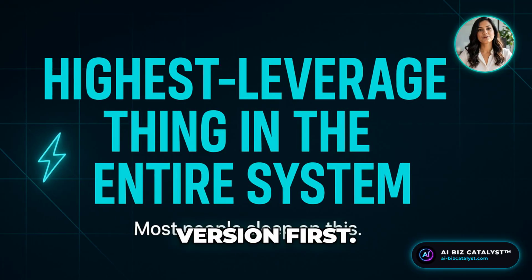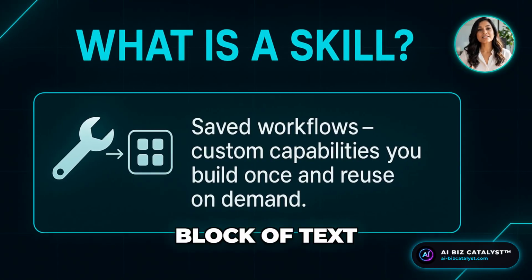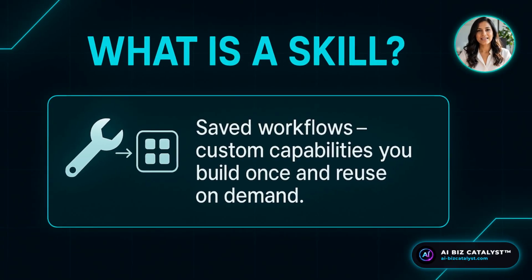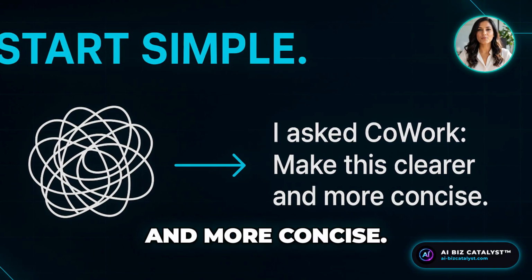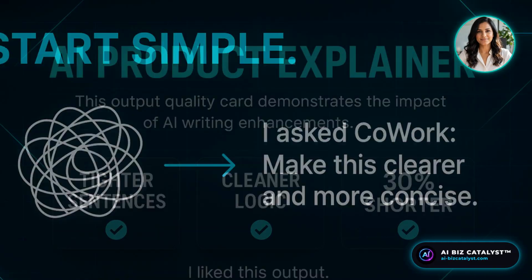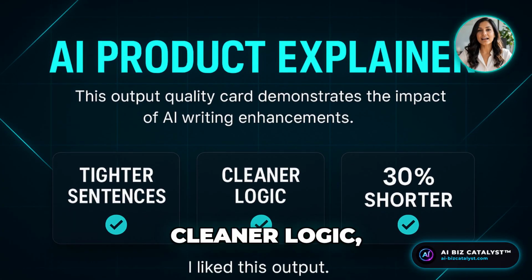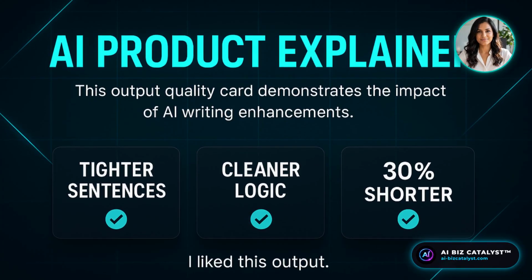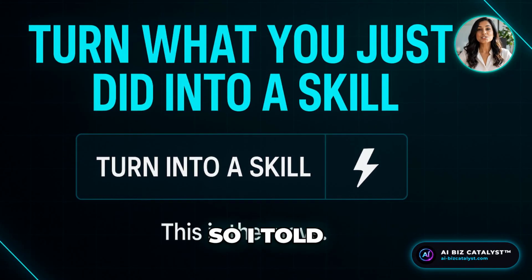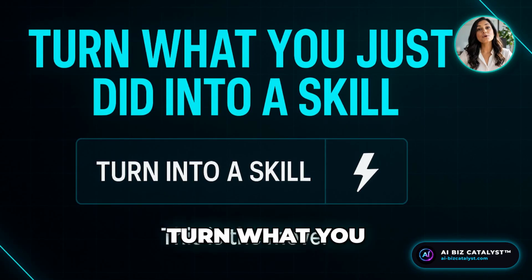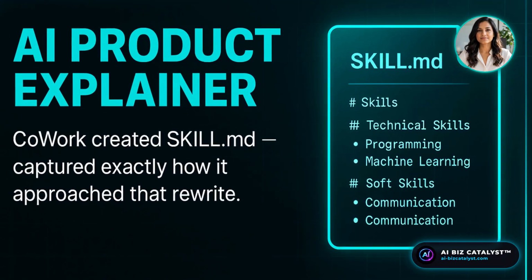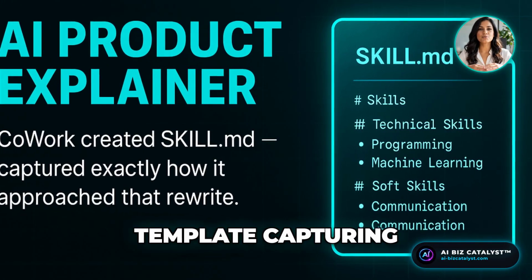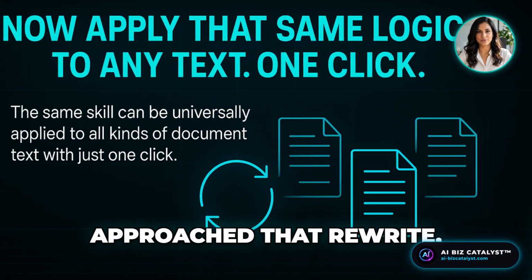Let me show you the simple version first. I had a block of text that was cluttered and meandering. I pasted it in and asked CoWork, "Make this clearer and more concise." It rewrote it. Tighter sentences, cleaner logic, about 30% shorter. I liked the output. So I told CoWork, "Turn what you just did into a skill." It created a skill.md file, a structured prompt template capturing exactly how it approached that rewrite.